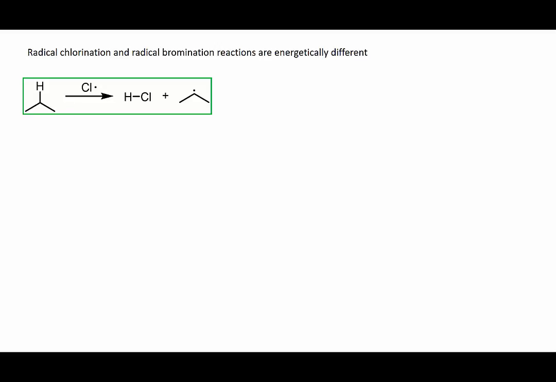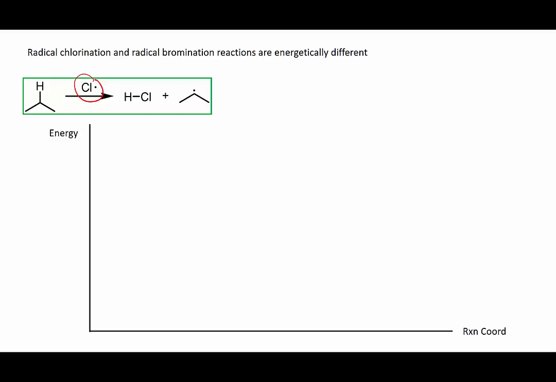Let's figure out how. Let's take a look at the first propagation step of a chlorination. We have a chlorine radical, which can abstract a proton from our propane, generating a secondary radical as well as HCl. Let's plot all of these on a reaction coordinate diagram. First, the starting material is a relatively high energy. We've got this chlorine radical and we have propane. The products in this case are actually a little bit lower in energy because an HCl bond is relatively strong. We also have a secondary radical which is stabilized because it's secondary.